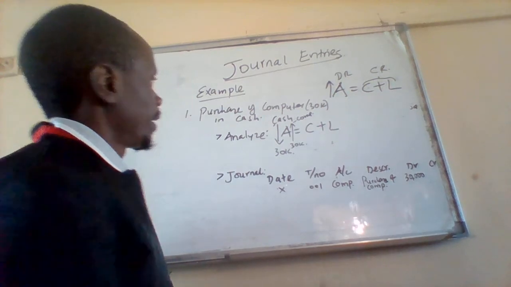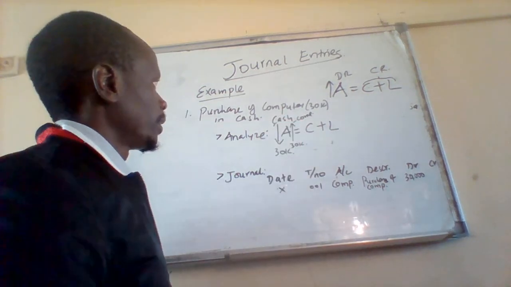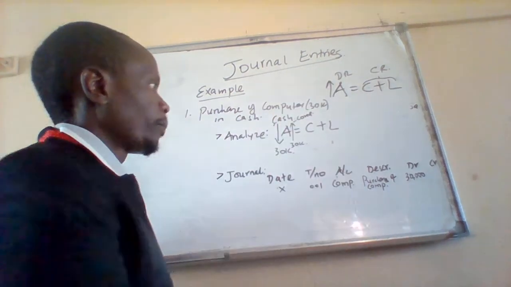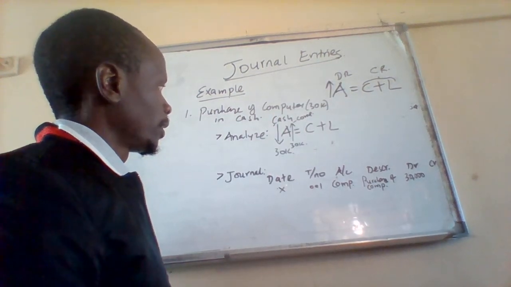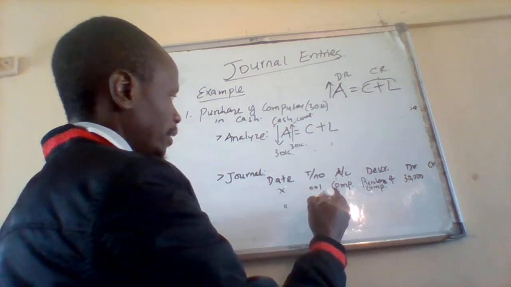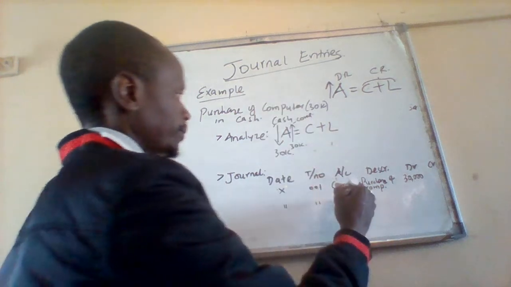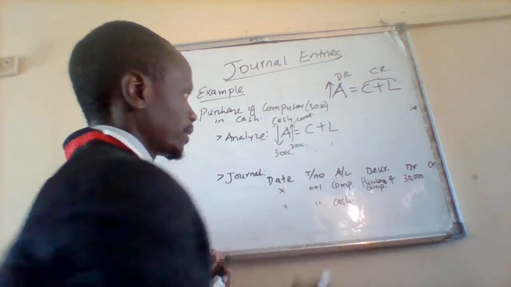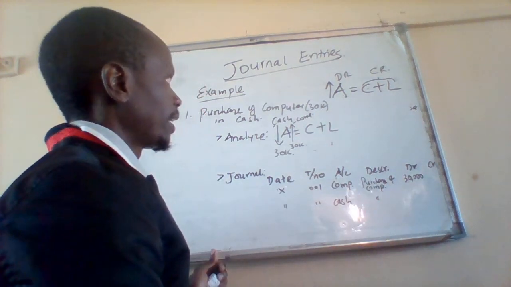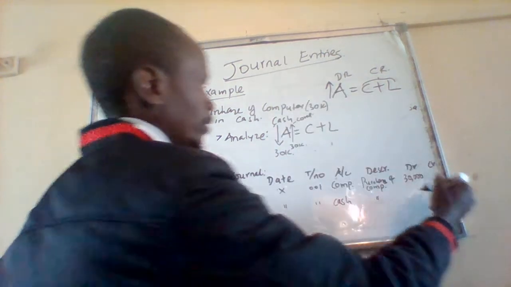Then another asset has gone down, which is cash. If an asset goes down, we don't debit that account, but we credit it. So it will be like this. The date is the same, though we don't know it. Transaction number is the same. The account now is cash. The description is the same, purchase of computer, but now the cash account, we don't debit it, we credit it. So here will be 30,000.